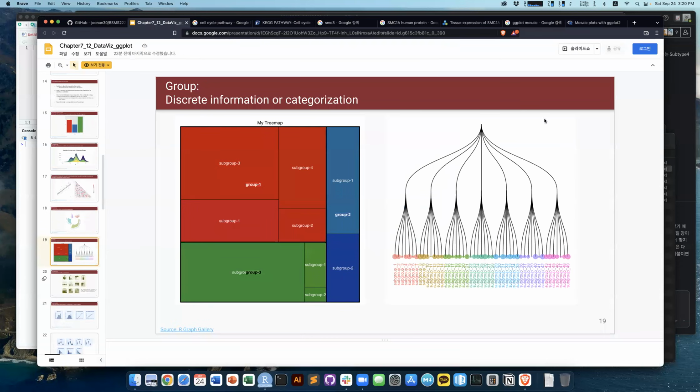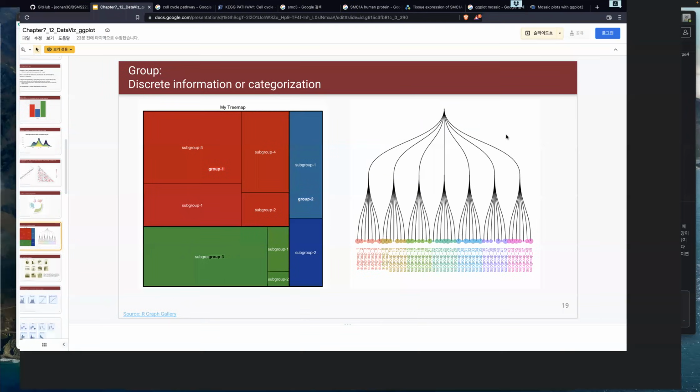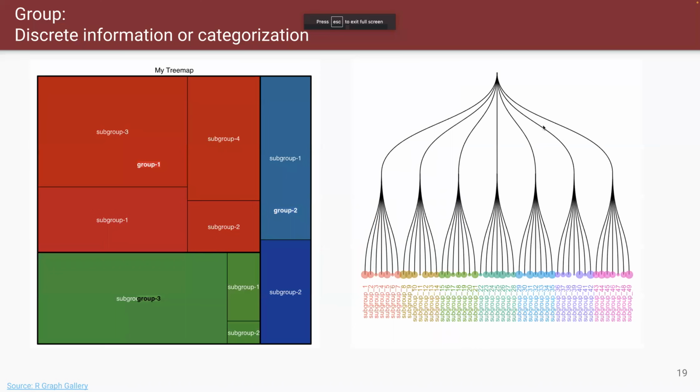Okay, and another way we can represent the groups is the hierarchical plot, right? If you look at this graph, it has the group information 1, 2, 3, 4, 5, 6, 7, and then you have the subgroups. In each group, it has all 7 subgroups, right? So you can also represent that information like this.